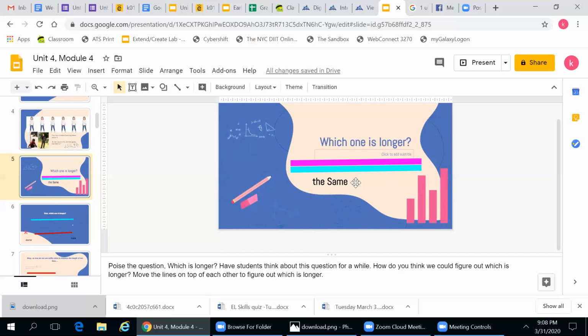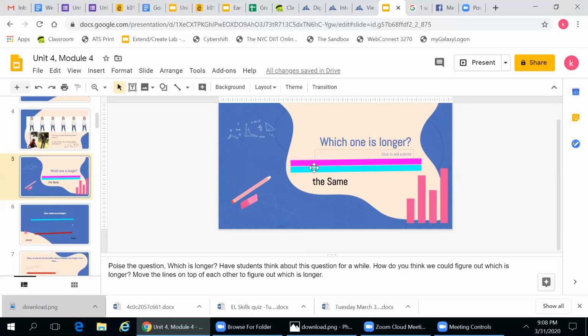They are the same. I started the purple line and the blue line at the same point and all the way to the end. And look at that. They stop at the same point. So that's one way we can figure out which is longer. We can line them up and see if there's one that is longer than the other, or if they match up, then we know that they're the same. So we just figured out that these two lines are the same size. They're the same length. The purple line and the blue line are the same length.